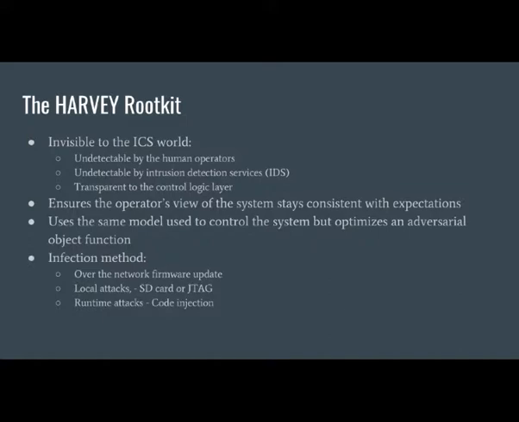It's also transparent to the control layer, which is important because otherwise the control layer would try and counteract the effects by sending new commands and whatnot. So this ensures that, from the operator's point of view, the system remains consistent with expectations in order to keep it stealthy. And then it uses the model, which again they assume is known, firstly in order to spoof the values back to the HMI, and secondly to essentially inverse the control function or the loss function of the system in order to have an optimal adversarial objective function.